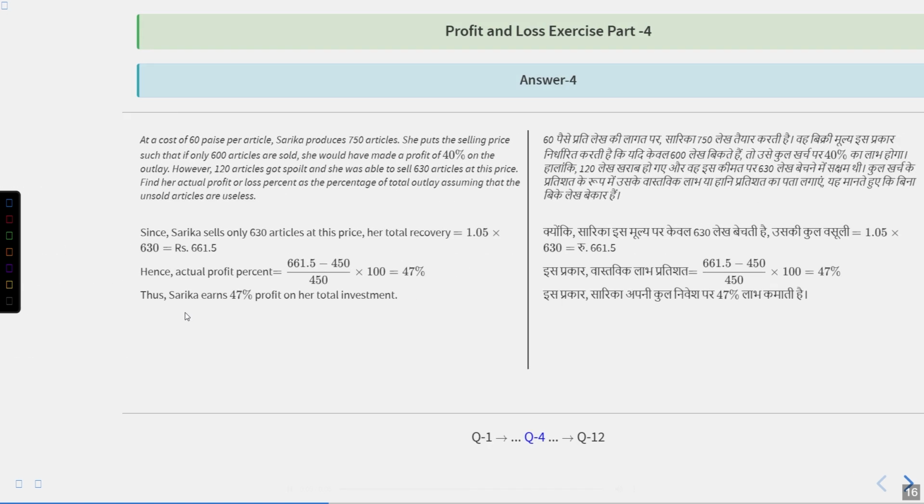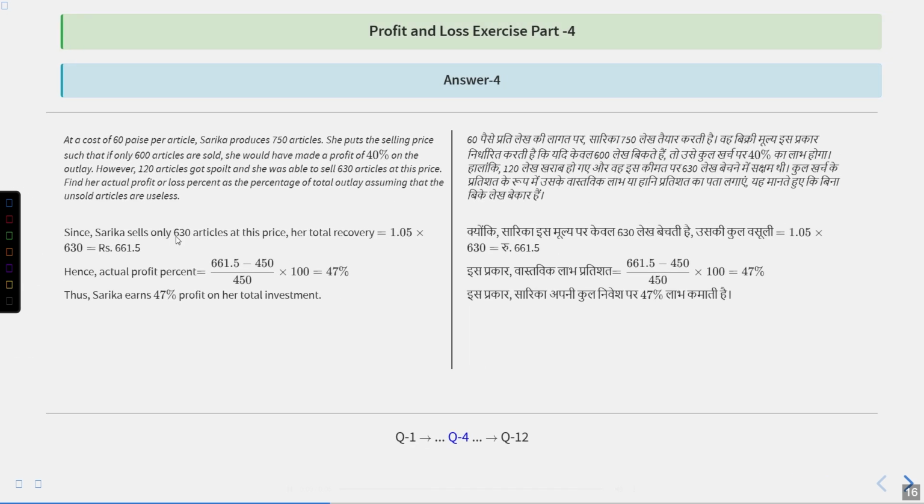Now solution to be continued. Since Sharika sells only 630 articles at this price, her total recovery is 1.05 multiplied by 630, so it becomes 661.5 rupees. And the actual profit percent will be profit, which is 661.5 minus 450, the cost price, upon 450, multiplied by 100, which becomes 47%. So Sharika earns 47% profit on her total investment.